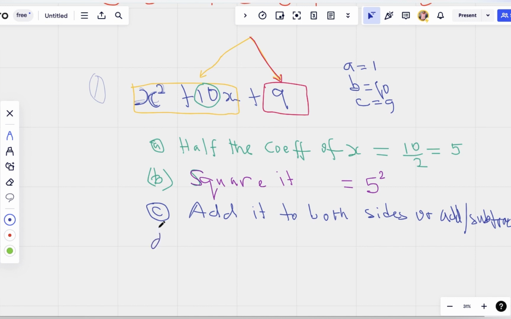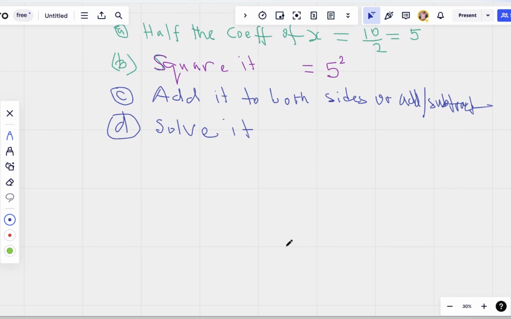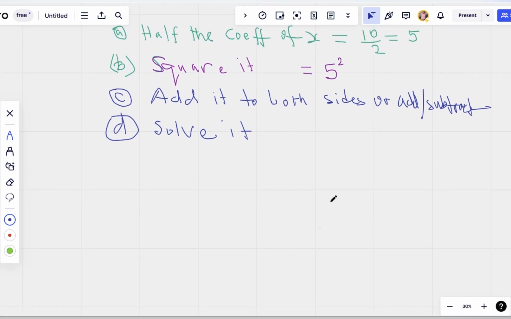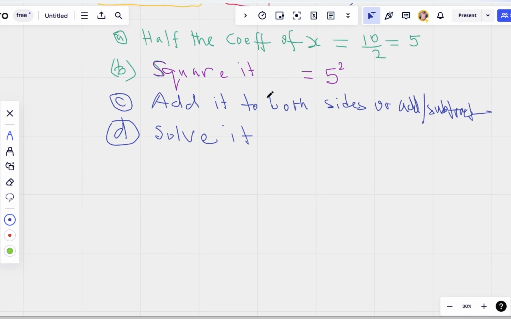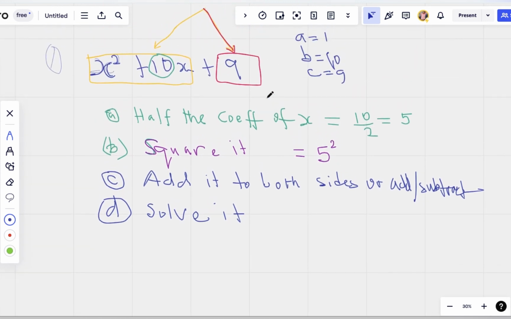The D condition is now, after doing all of this, solve it. Now let's look at it. Let's follow these rules and see what it leads us to. Okay? So we have the coefficient of x. We have 5, and we square it, we get 5 squared. So add it to both sides now.